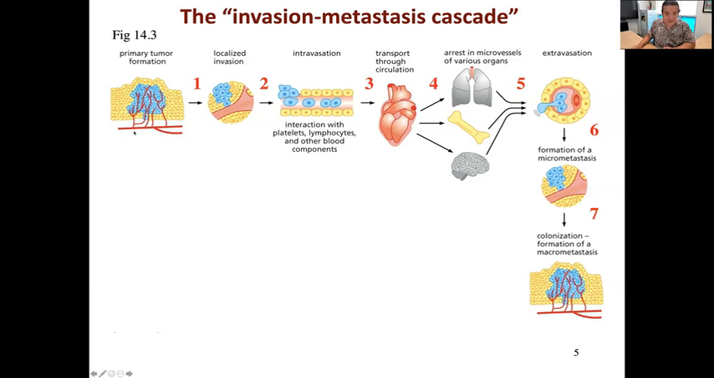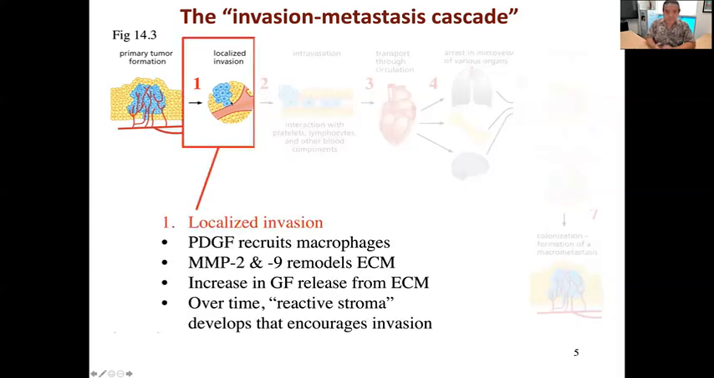And so here you can see, right, you begin to have this primary tumor cell here, right, beginning to migrate out, right? So step 1 is localized invasion. Right? So localized invasion has to do with what we discussed already. So some of these cancer cells may have stumbled upon mutations that wake up the expression of platelet-derived growth factor, or PDGF, as well as VEGF, vascular endothelial growth factors, right?